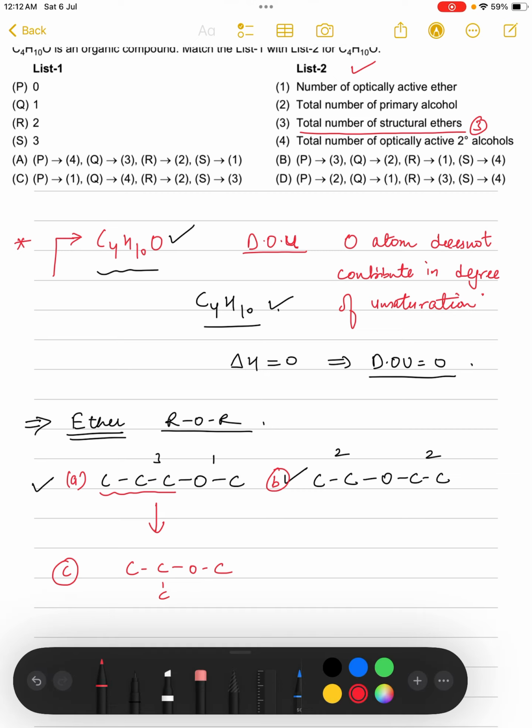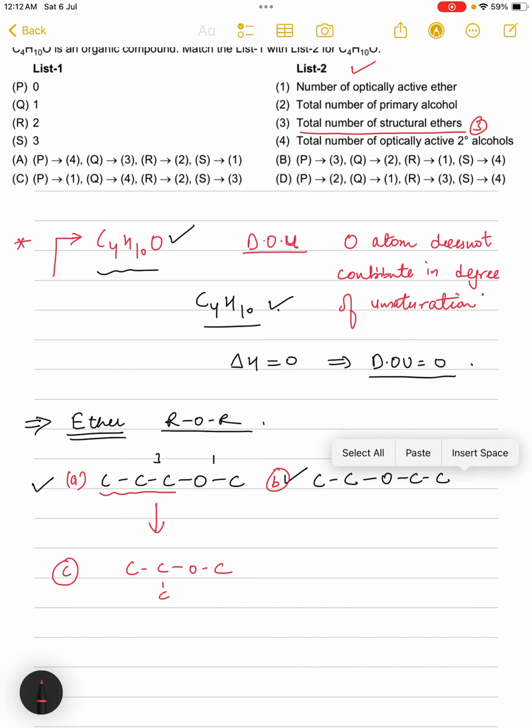So if we talk about option three in list three, option three matches with S, right? Like this.